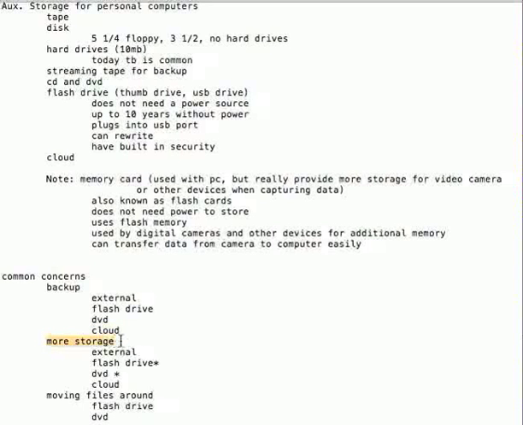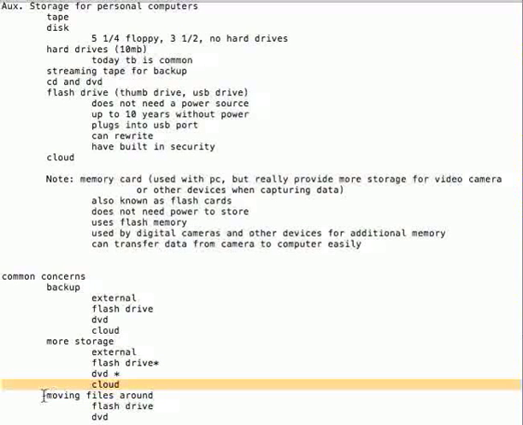Another concern is more storage. I need more storage for my personal computer. Well, the best solution to that is to buy another hard drive, an external drive. A flash drive could be used as more storage. Even a DVD could be used as more storage. But again, because these devices aren't actually connected to your computer, when you want to access data from a flash drive or DVD, it takes a little bit of time. Some people might even consider the cloud for more storage.